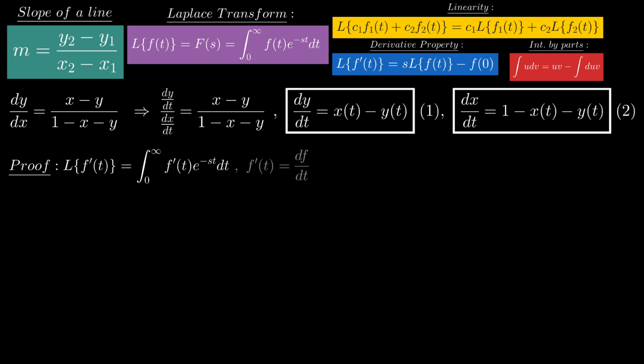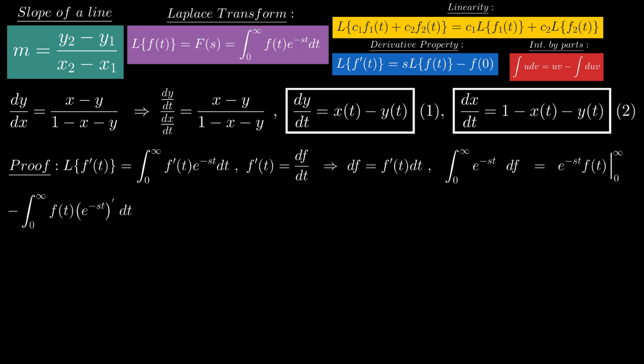And since f prime of t equals df over dt, and f prime of t dt equals df, we substitute that in our previous expression, we get the definite integral from 0 to infinity of e to the negative st df. Now we use integration by parts, and we get e to the negative s times t times f of t. We plug in the endpoints of that, minus the definite integral from 0 to infinity of the derivative of e to the negative s times t times f of t dt, which is minus f of 0 plus s times the definite integral of e to the negative st times f of t dt, which is s times F of s minus f of 0. And voila, our derivative property.